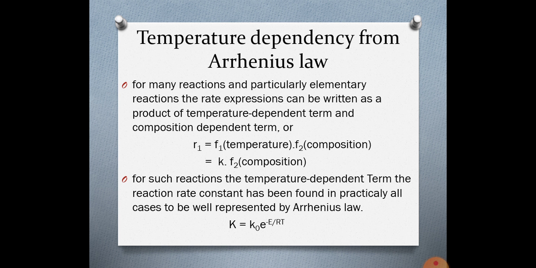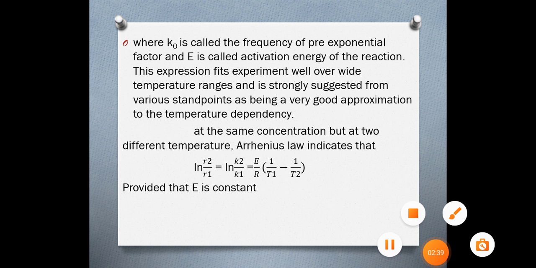The rate of reaction depends on two things: one is temperature, the other is composition. If we reduce the concentration, the rate of reaction will reduce, because concentration does not affect the rate constant. Here k naught is called the frequency or pre-exponential factor, as I have explained in the previous equation. Moving forward to the next.